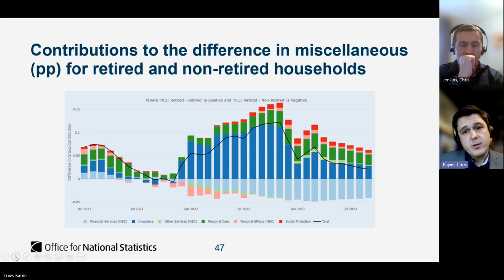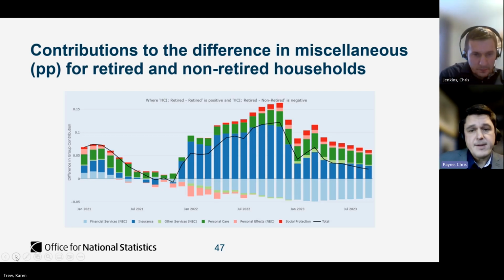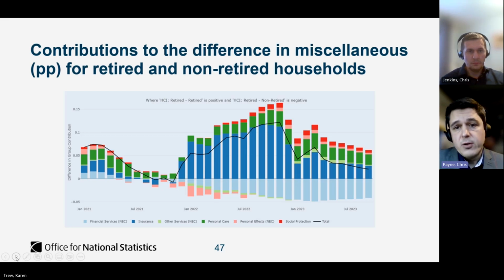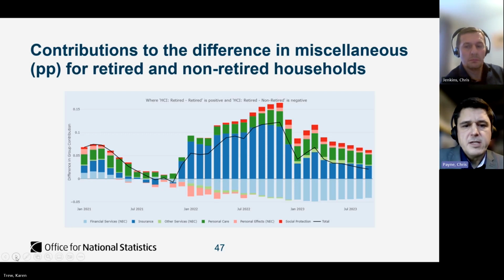But this chart just shows the contribution to the difference in miscellaneous goods and services, just because I wanted to try and draw out the impact from other forms of interest as well. So the chart shows on the negative axis that there's a more moderate contribution coming from increasing interest payments on other forms of debt, and that's similarly pushing inflation higher for non-retired households compared with retired households. You would expect, I think, that non-retired households would have more access to the kind of products that would incur an interest charge, so loans and credit cards, that kind of thing.